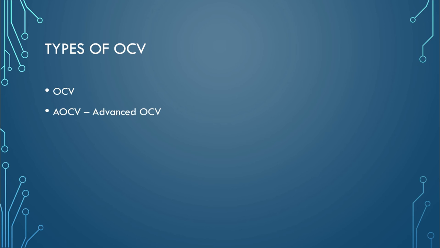Hence, advanced OCV was introduced, which is short for AOCV. However, in the latest designs, this methodology is also found to be pessimistic, and nowadays we use parametric OCV, which is based on the statistical variation of the transistors across the chip. How these are modeled and how delay calculation is done in each case, we will see in upcoming videos.